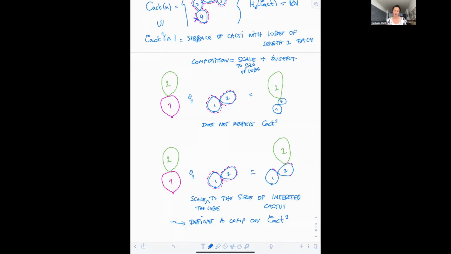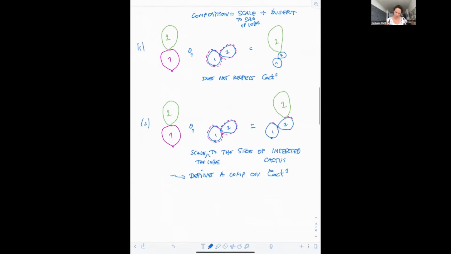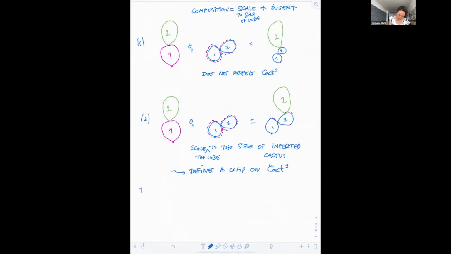Okay, and so this is a fact of life. So this is 1 and this is 2. A fact that can be checked quite easily is 1 is associative and 2 is not. So this was already noticed by Kaufmann some years ago.